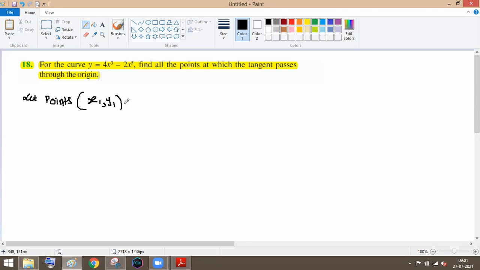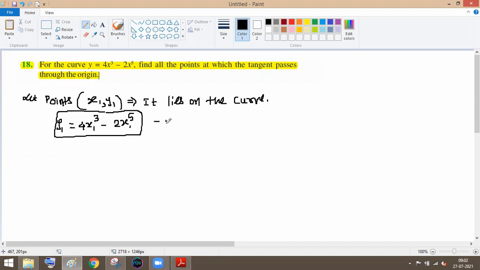Okay, all the points are x1 comma y1. But important that it lies where? On the curve. If it lies on the curve, then we got the one equation: y1 equal to 4x1 cube minus 2x1 to the power 5. Clear with this? We have to calculate all the points at which the tangent passes through the origin. But that point must lie where? On the curve.